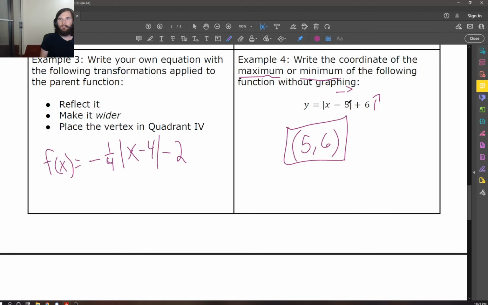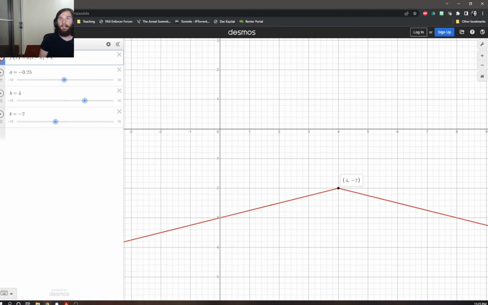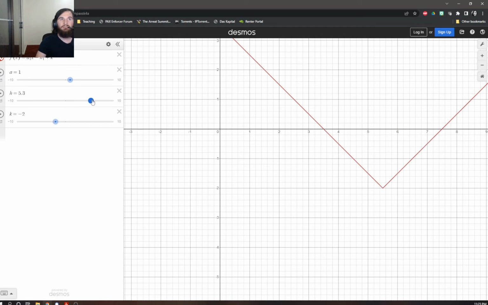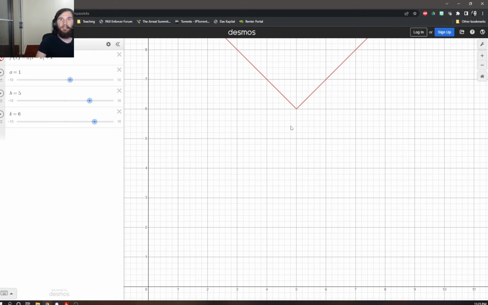So, guess what? It turns out this number and this number are also always going to be the x and y coordinates of the vertex, which is really important to know. And we can check that. Let's make this back to 1. And then we'll make this 5. And this 6. There we go. The vertex is at 5, 6.